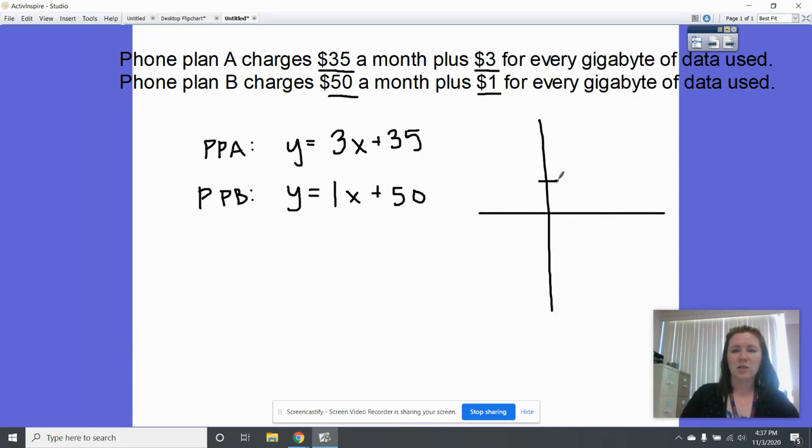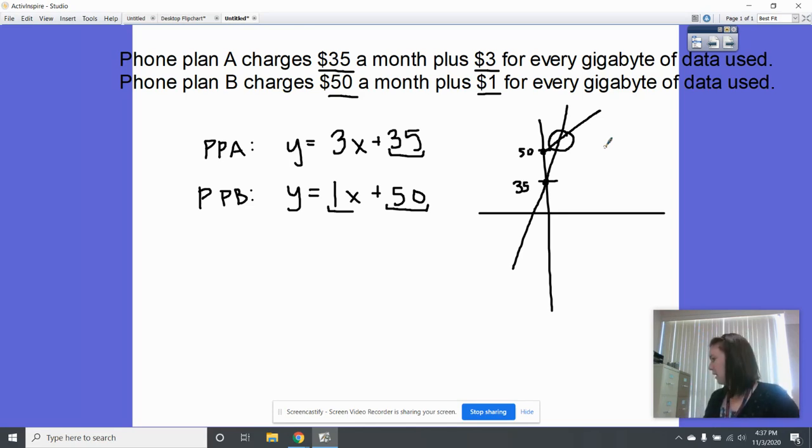So we have a y-intercept at 35 and a y-intercept at 50. At 35, I put a point here, and then I'd go up 3 over 1. Obviously, on this that I've shown you, I can't actually do that, but you get the idea. It would look something like this: up 3 over 1, up 3 over 1, up 3 over 1 a bunch of times. And then this other one, the y-intercept is 50 and the slope is 1, so that's just up 1 over 1. So it's not as steep. It looks something like this, and this is where it would actually intersect.